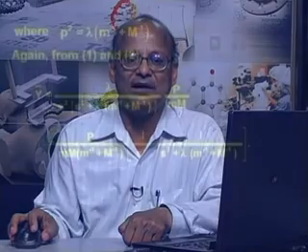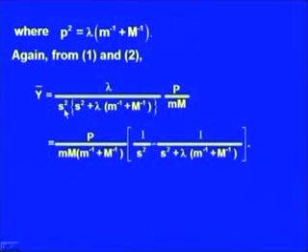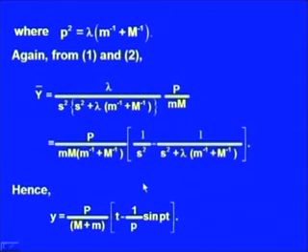Now, from equations 1 and 2, we can also find y bar equal to lambda over s square into (s square plus lambda times (m to the power minus 1 plus capital M to the power minus 1)) into p over m into capital M. After breaking it into partial fractions, we will have p over m into capital M into (m to the power minus 1 plus capital M to the power minus 1) into 1 over s square minus 1 over (s square plus lambda times (m to the power minus 1 plus capital M to the power minus 1)).